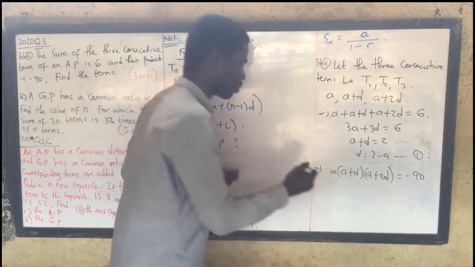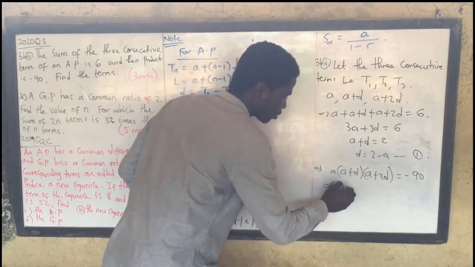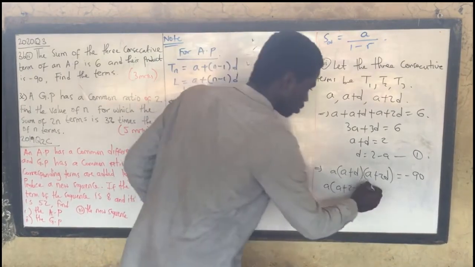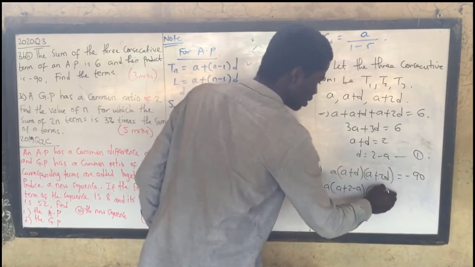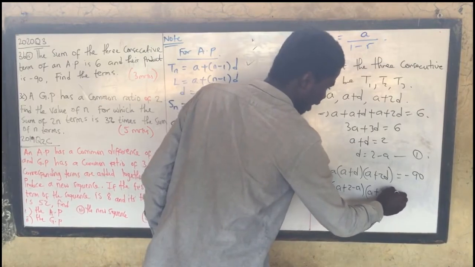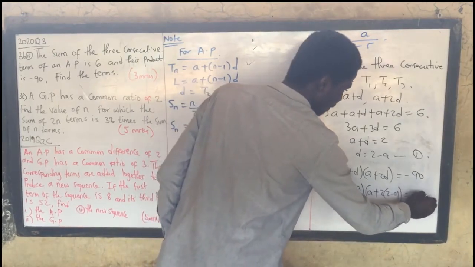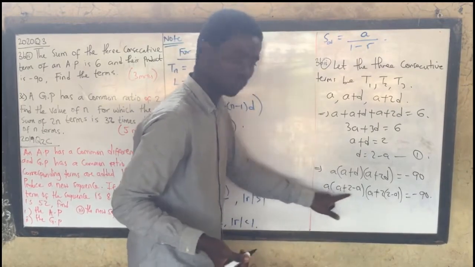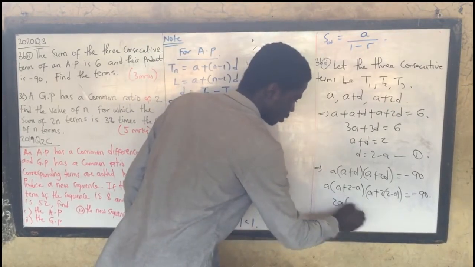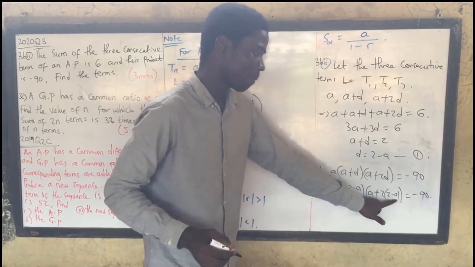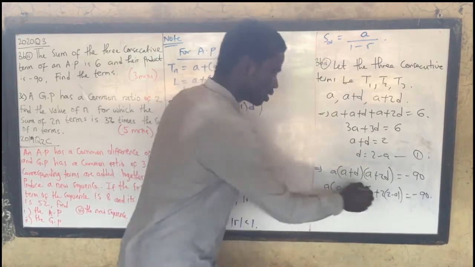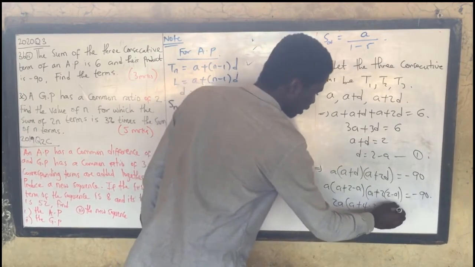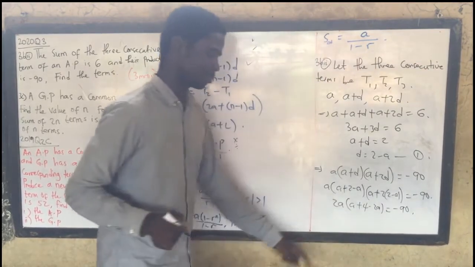Put it there. So A is, open bracket, A plus D. D is what? 2 minus A, right? This is also A plus 2D, that is 2 open bracket 2 minus A, equal minus 90. So A minus A will give me 0. I'll be left with what? 2A. So I'm left with 2A. Now this is 4 minus 2A. So this is A plus 4 minus 2A equal minus 90, right?